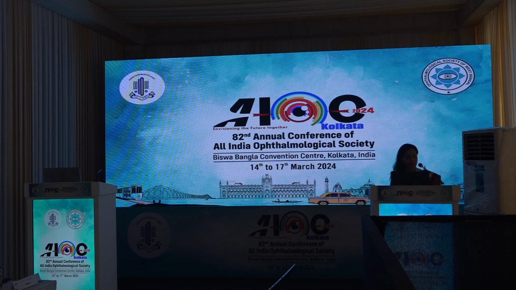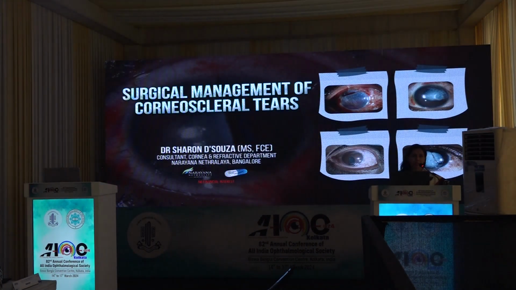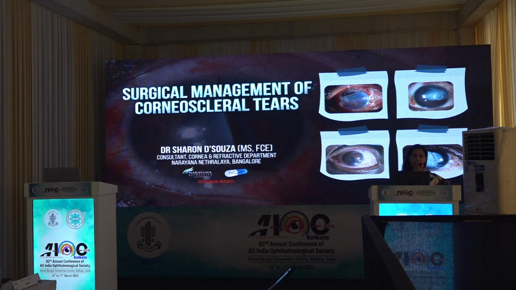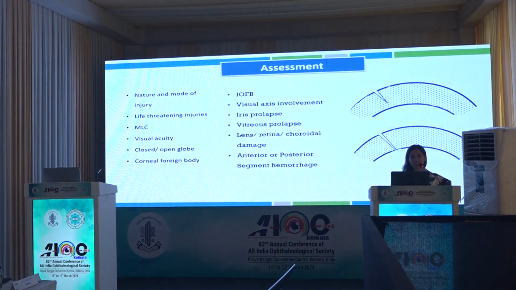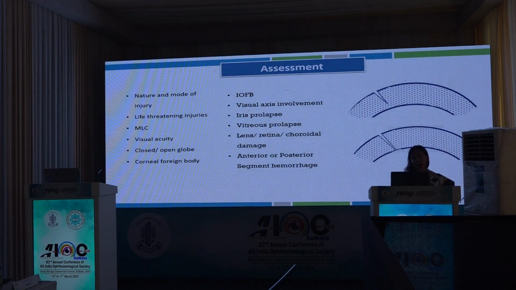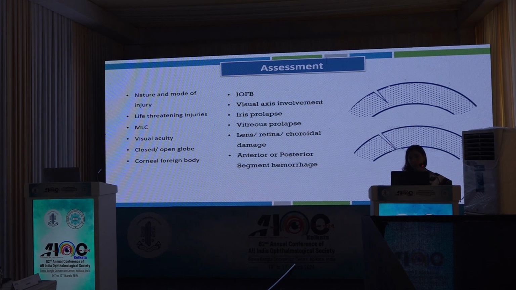Right. Corneoscleral tears can be across a wide spectrum of size and difficulty, and we always need to assess a few things before we plan. One, of course, is the nature and mode of injury: what kind of injury, and is there any associated systemic injury? These are medico-legal cases, so the documentation has to be extremely clear and as pictorial as possible. If you have photographic documentation, it helps. Of course, the patient's vision, and whether it's a closed globe or open globe. There are so many different things that you have to assess.